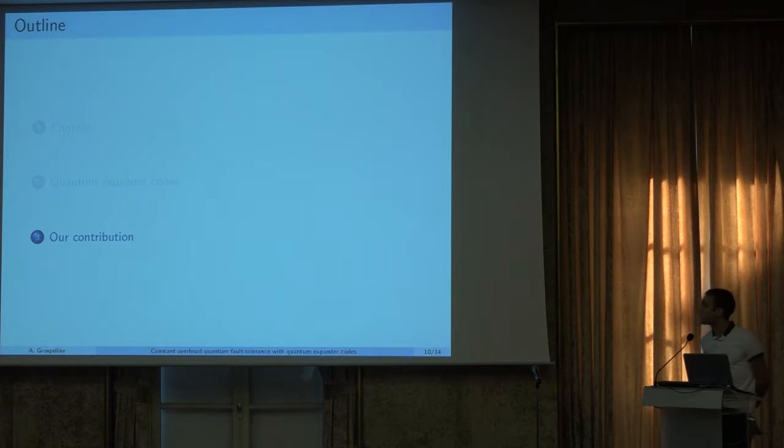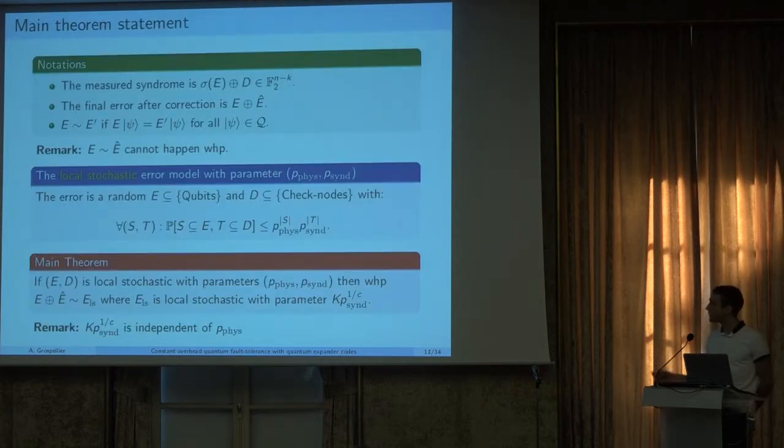Okay, so now let me explain our contribution. In this section, I will use the following notation. E will denote the error on the qubits. D will denote the error on the syndrome bits. And then when we apply the small set flip decoder, we will get some guess for the error E that I will denote by E hat.